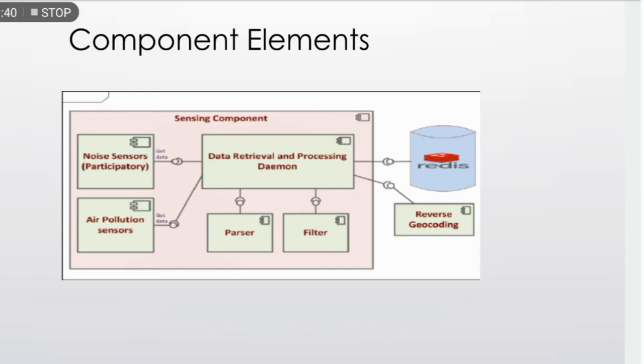For the Redis, now you are going to provide the sensor components. So what are the sensor components? Whatever input is provided by the user, it will check whether it is the noise sensors. After that it will check whether the sensor is air pollution. If it is air pollution, then provide it to the retrieval and processing daemon, that is, remove all your noise or remove all your air pollution, that is nothing but your parsers. And after that you can filter your voice and send it for reverse geocoding.